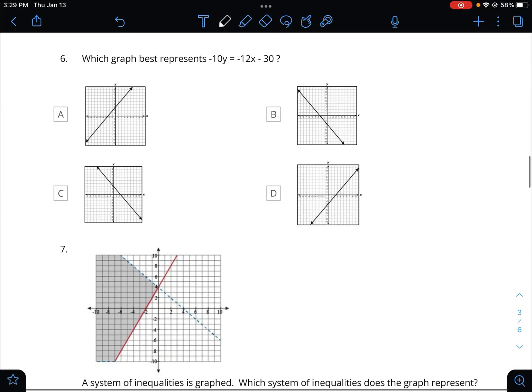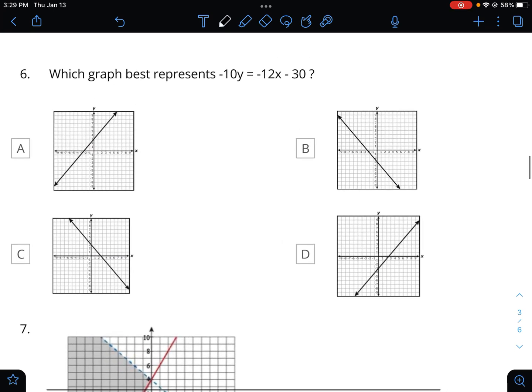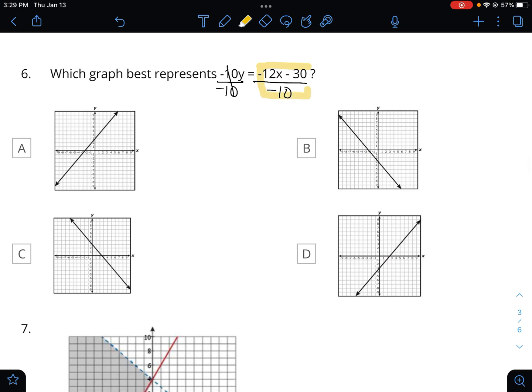Moving on to the next one. Which graph best represents the linear function? So what you need to do is you need to make sure y is by itself. So to do this, all you got to do is divide both sides by -10. And then we're going to go into our calculator, and we're going to graph this right here and match it. So we're just going to graph it exactly as it looks. Again, not making more work for ourselves.